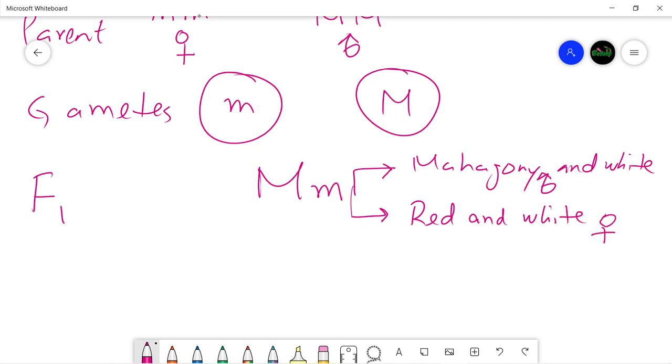So this is the inheritance of this particular coat color allele. It is influenced by the sex. When it is present in males in heterozygous condition, then its effect is mahogany and white, and when it is present in females, cows, the coat color of those cows would be red and white.